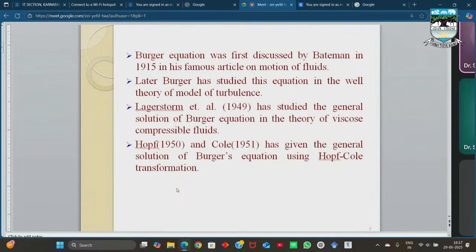The simple nonlinear reaction diffusion equation is the Burgers equation. The Burgers equation was first introduced by Bateman in 1915 in his famous article on the motion of fluids. Then Burgers studied this equation in his aerospace engineering work and it was named Burgers' equation. After Burgers, Lagerstrom studied the general solution of the Burgers equation in the theory of viscous compressible fluids. But the most famous solution, which we use till today to compare our results, was given by Hopf and Cole separately, and this solution is generally known as the Hopf-Cole transformation.